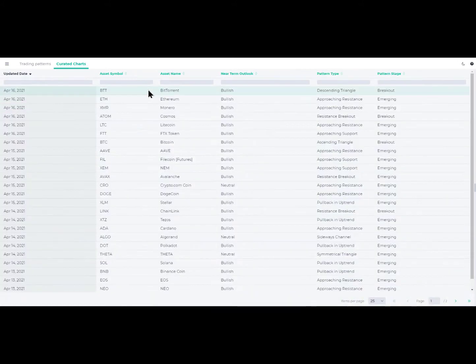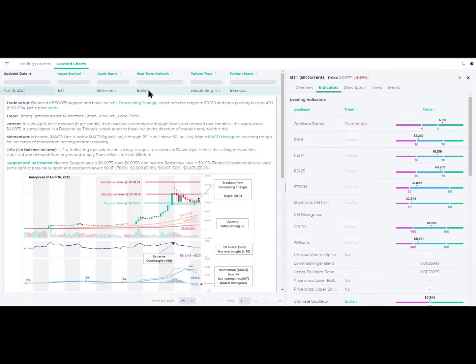Great starting point. Now, one other very critical point or thing to do so you don't miss those trades.